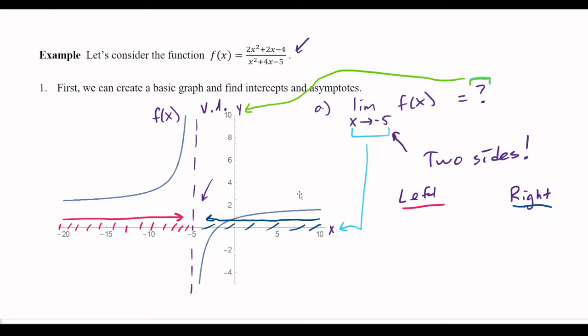And here's the thing. In order for there to be a limit, these need to agree. So you go on the right. What's the function doing as I go to -5? Oh, it's going down forever.